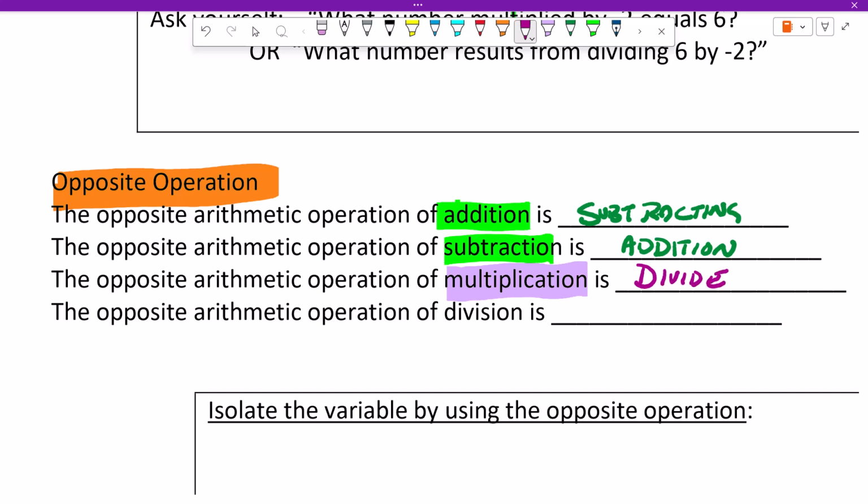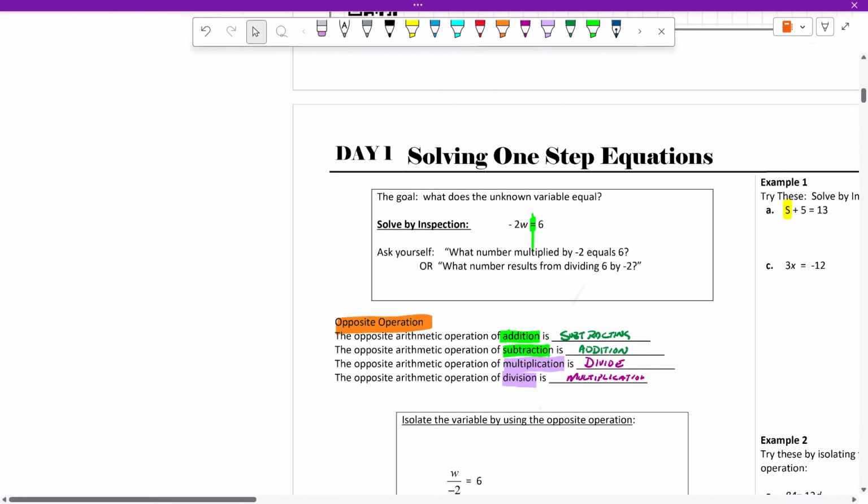Divide. Right? Then we have division. Therefore, its opposite is multiplication. All right. So we're going to use this opposite thing so much. So let's go over here.